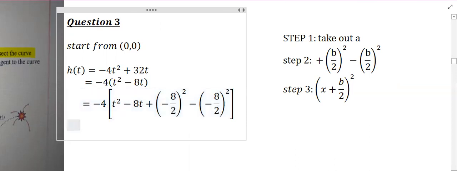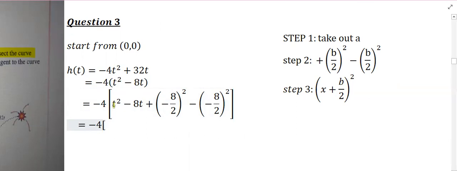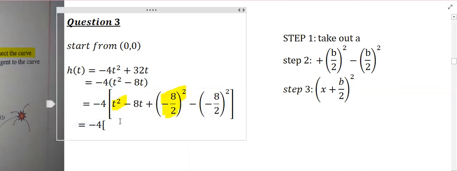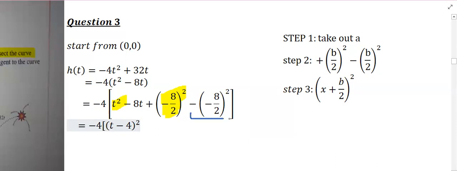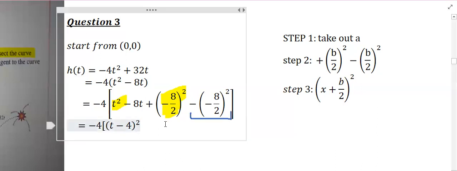Okay, then -4. Okay, you are going to combine the T square and -8 per 2 square. Step number 3. So T minus 8 per 2, so 4 square. T minus 4 square. Combine this one. Square put outside lah. Then tengah-tengah hilang juga. And then this one you need to press calculator. Press calculator. -8 per 2 square, -16.